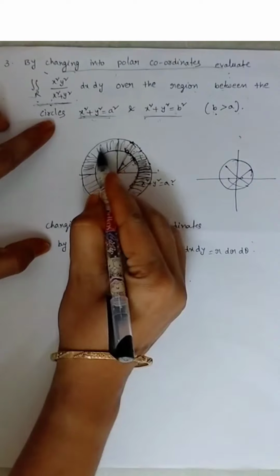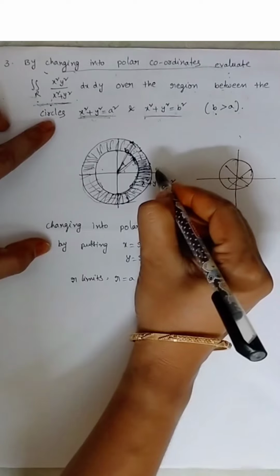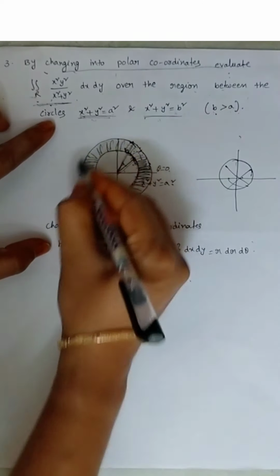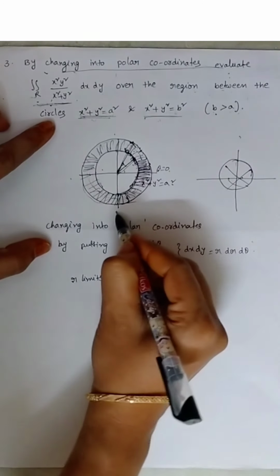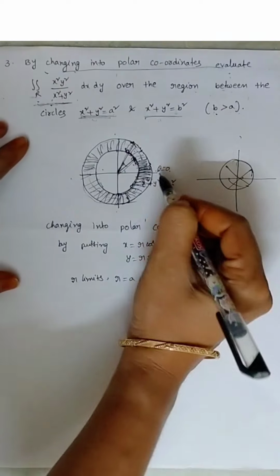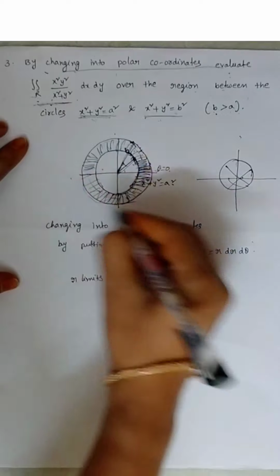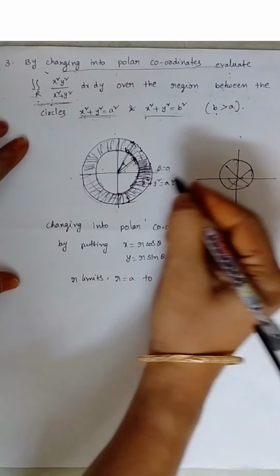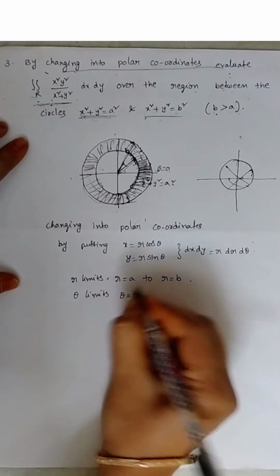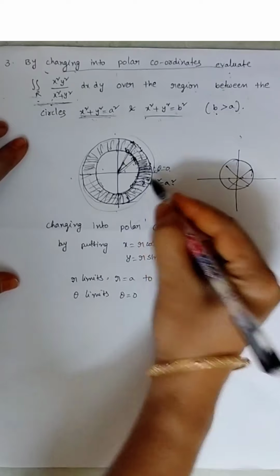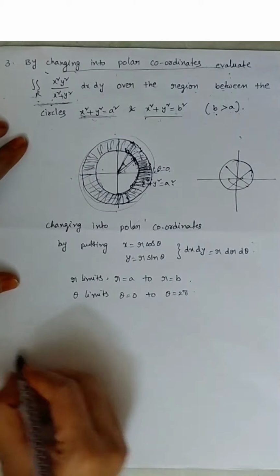Now they mentioned in between the two circles, so it is a full circle, so the angle theta goes from 0 to the total circle: 0, pi by 2, pi, 3 pi by 2, 2 pi. The full circle angle is 2 pi. Therefore the theta limits are theta equals 0 to theta equals 2 pi. Both are constant limits.